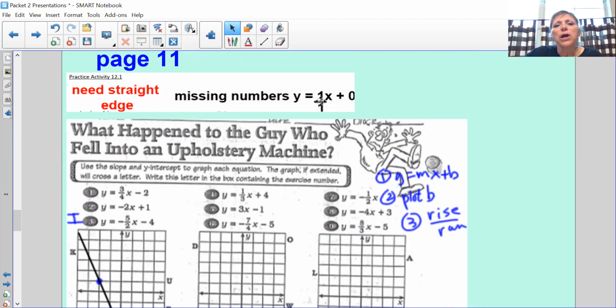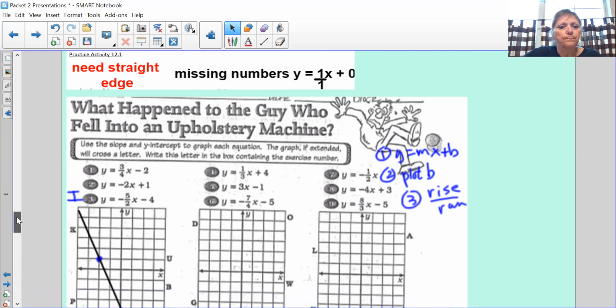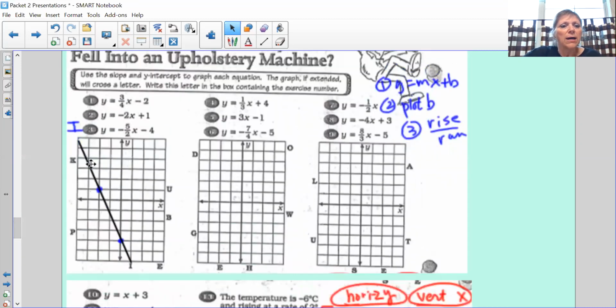And also, you need to know that when a number is missing in front of the x, you replace it with a 1. Or if this number is missing, the y-intercept, you replace it with 0. So you'll see me do that on a couple. Okay. Number 3 is graphed for you. Let me graph number 1. First of all, here are the directions to graph. It's got to be solve for y.